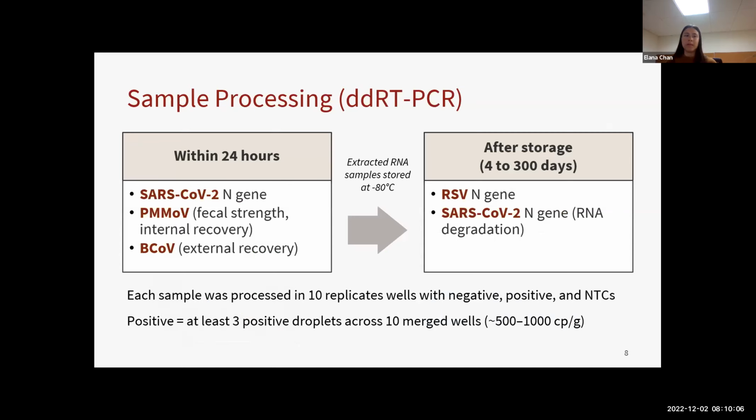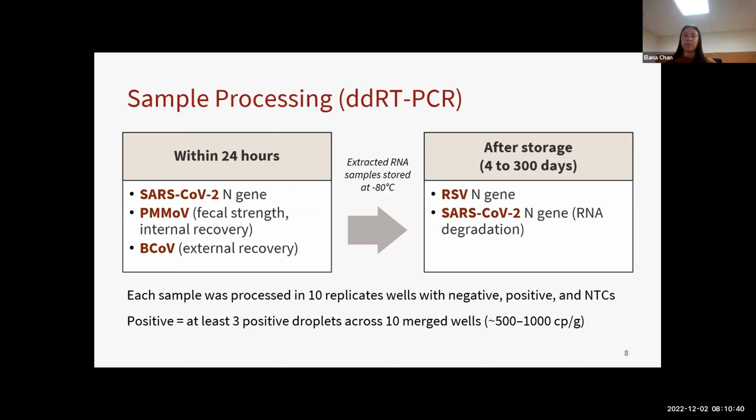So once these samples were obtained, they were processed using the digital droplet RT-PCR assays. Like I mentioned before, this was part of a larger SARS-CoV-2 monitoring project. So within 24 hours, these samples were analyzed for the SARS-CoV-2 N gene. They were also analyzed for pepper mild mottle virus, or PMMoV, which is a commonly used marker of fecal strength and can also be used as an internal recovery control. And then samples were also spiked with bovine coronavirus, which was used as an external recovery control. And then all the extracted RNA samples were stored at -80. And then after storage was when they were analyzed for RSV.